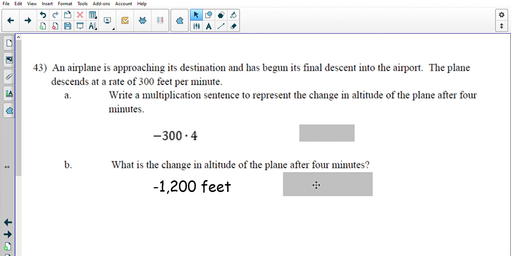Make sure you don't write negative 1,200 feet per minute, since in this case, this is just the change in altitude over a 4-minute period, not the change in altitude over 1 minute. If you say per minute, you're talking descending 1,200 feet in 1 minute, which would be pretty quick and not good.